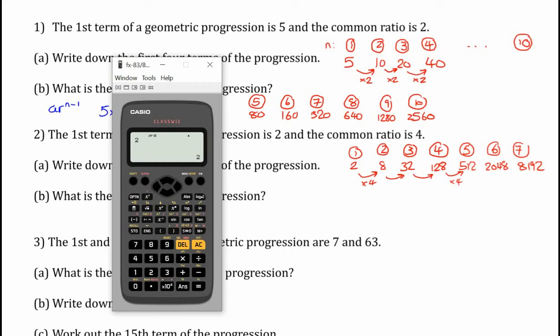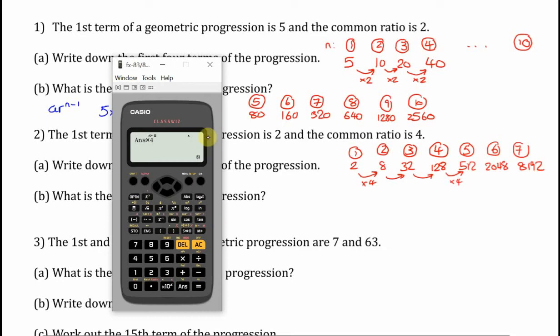So if I got rid of that, and then just press this answer button down here, press equals, 2 would come back. Now if I press times 4, that takes the previous answer and multiplies it by 4. So press equals and it will give me 8.